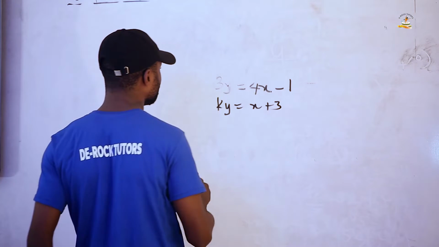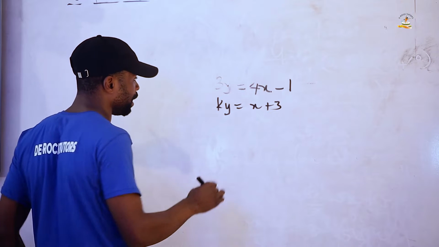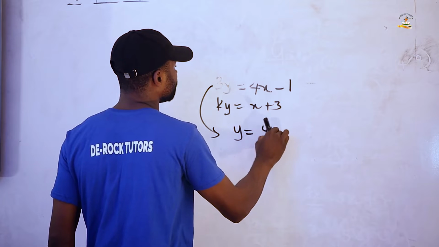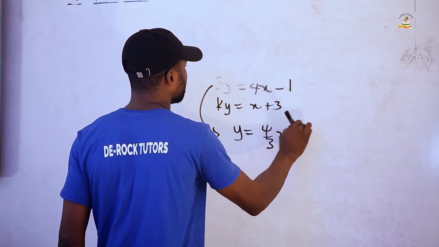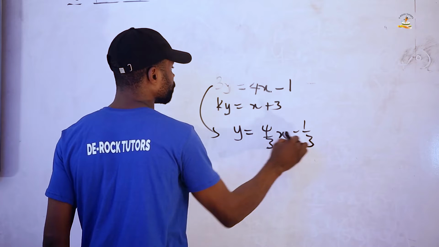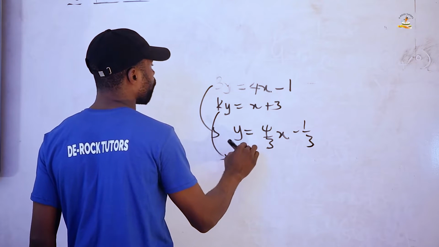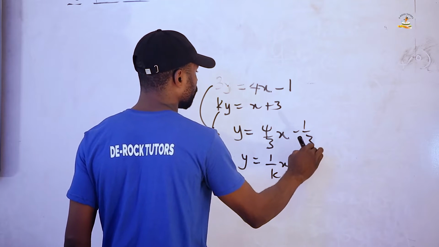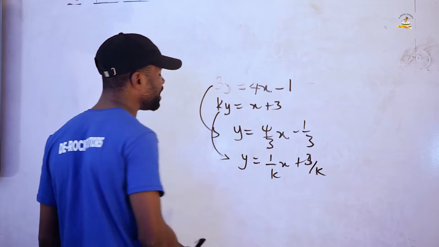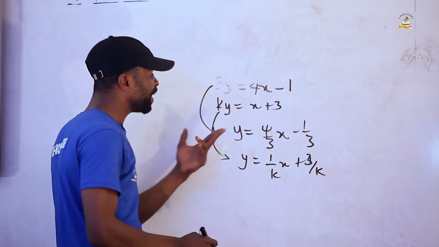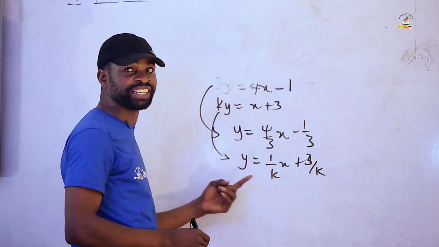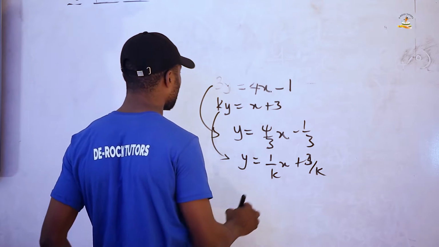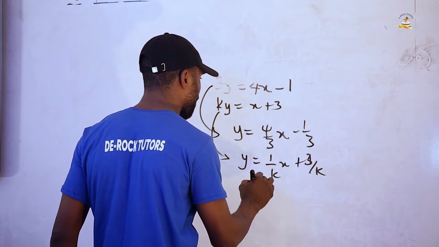So from each equation, we are going to make y the subject of the formula. From equation 1, I have y equal to 4 over 3 x minus 1 over 3. From equation 2, I have y equal to 1 over k x plus 3 over k. Since the two lines are perpendicular, the gradient of the first is 4 over 3. The gradient of the second is 1 over k. So the product of the gradients must be equal to minus 1 since they are perpendicular.